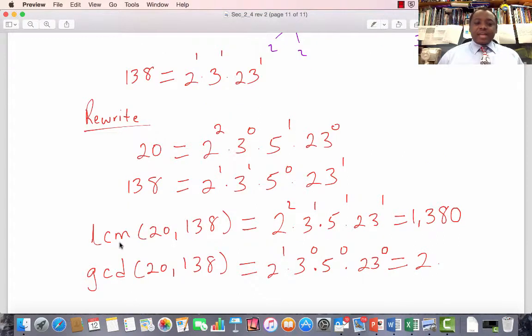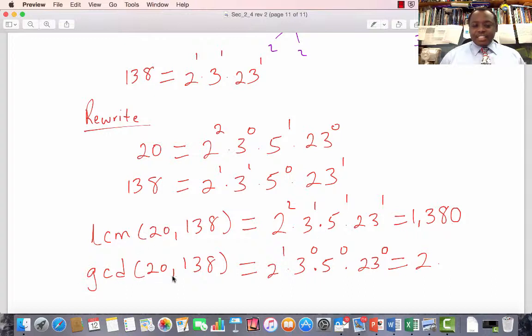So the LCM of 20 and 138 would be the first prime 2 raised to the power, what is the maximum between 2 and 1? It's 2. Times 3, what is the maximum between 0 and 1? It's 1. Times 5 raised to the power, what is the maximum between 1 and 0? It's 1. Times 23 raised to the power, the maximum of 0 and 1 is 1. And that gives us 1380.